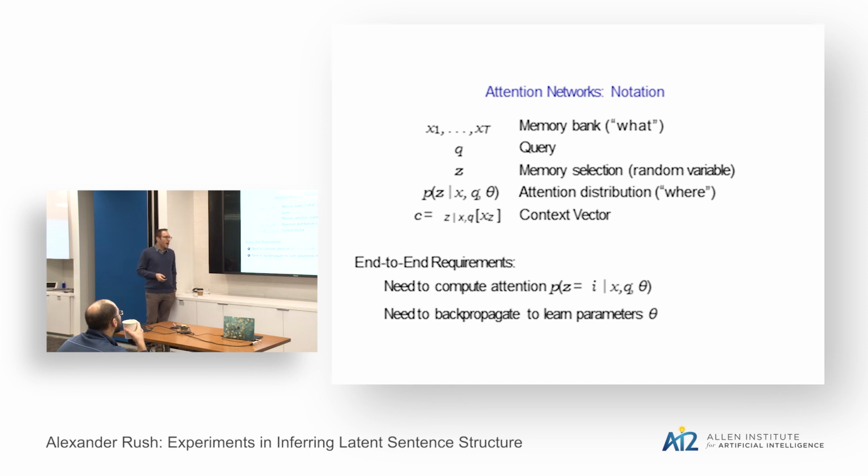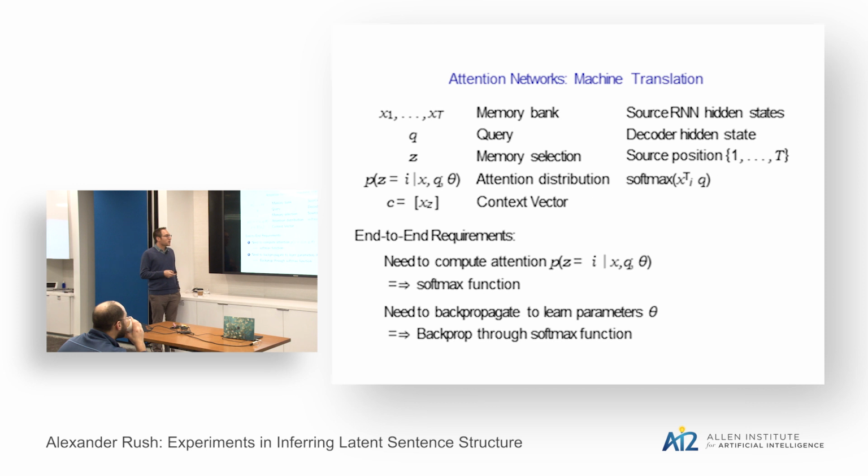Okay? And as I was saying earlier, the requirement of this model is that we need to be able, within our neural network, to compute this distribution over where we're looking. And then we need to backpropagate over that distribution to update our parameters. This is the way we're able to learn attention as part of the model itself. So the way we do this is we compute the attention using a softmax function, which projects from our query and our source to a distribution. And we backpropagate because this function is soft and differentiable.